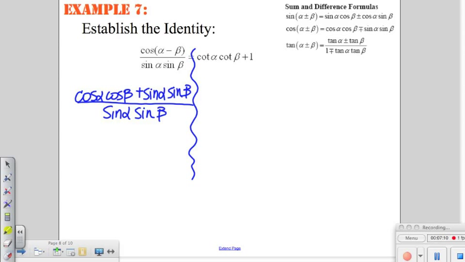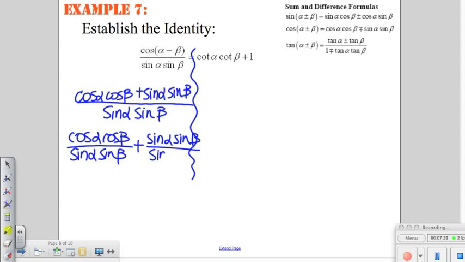Now this is one of these where it's going to be useful to split up the fraction. So let's split up the numerator and leave the denominator. And I'm going to do the same thing on the other side. So you'll notice I split up the numerator, but I left the denominator.